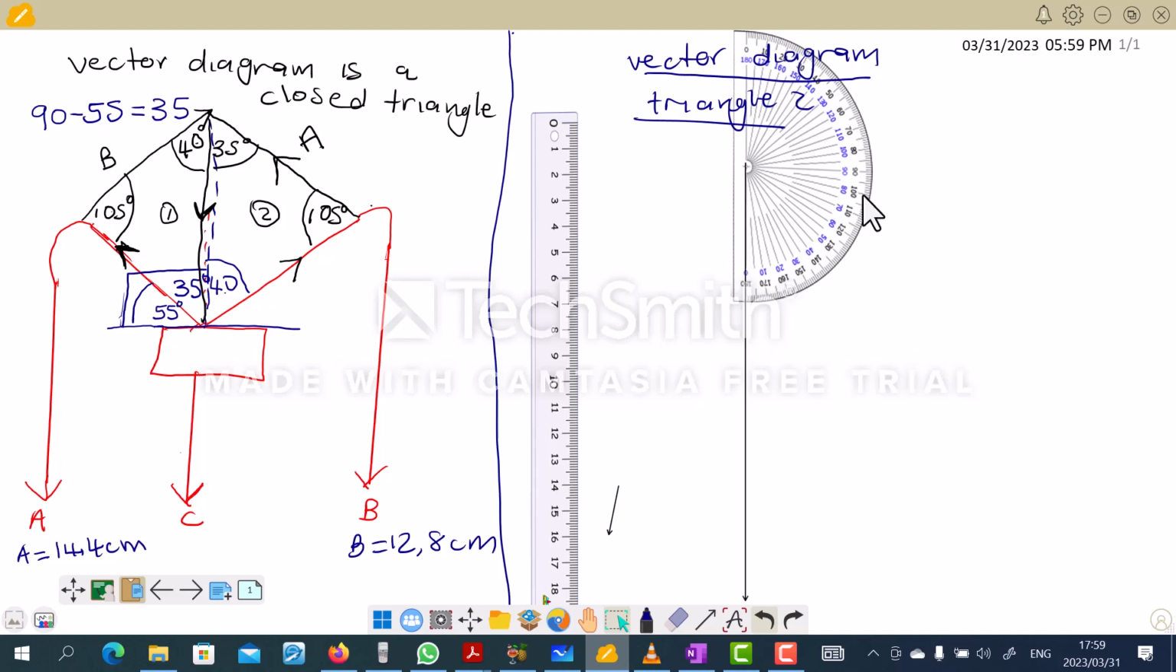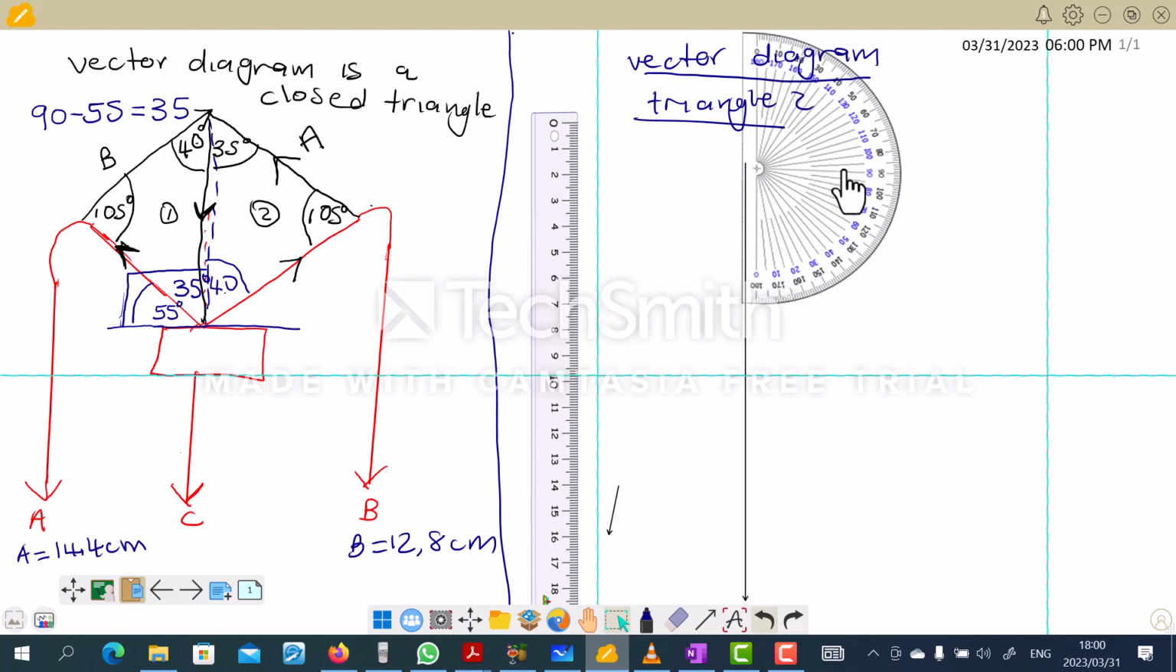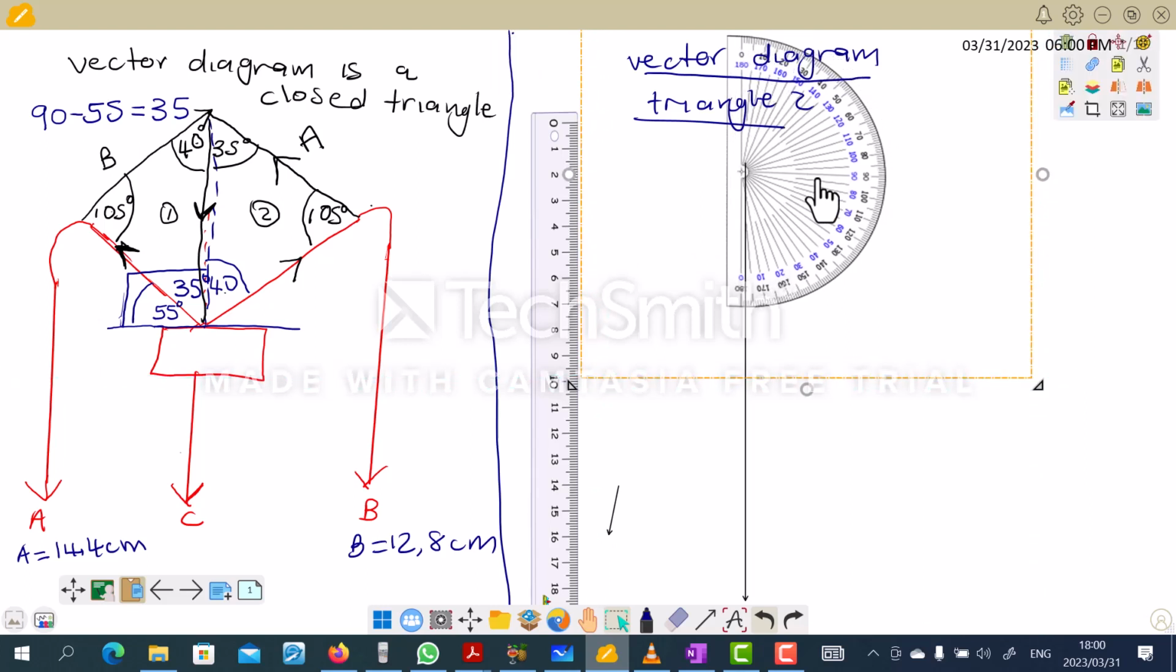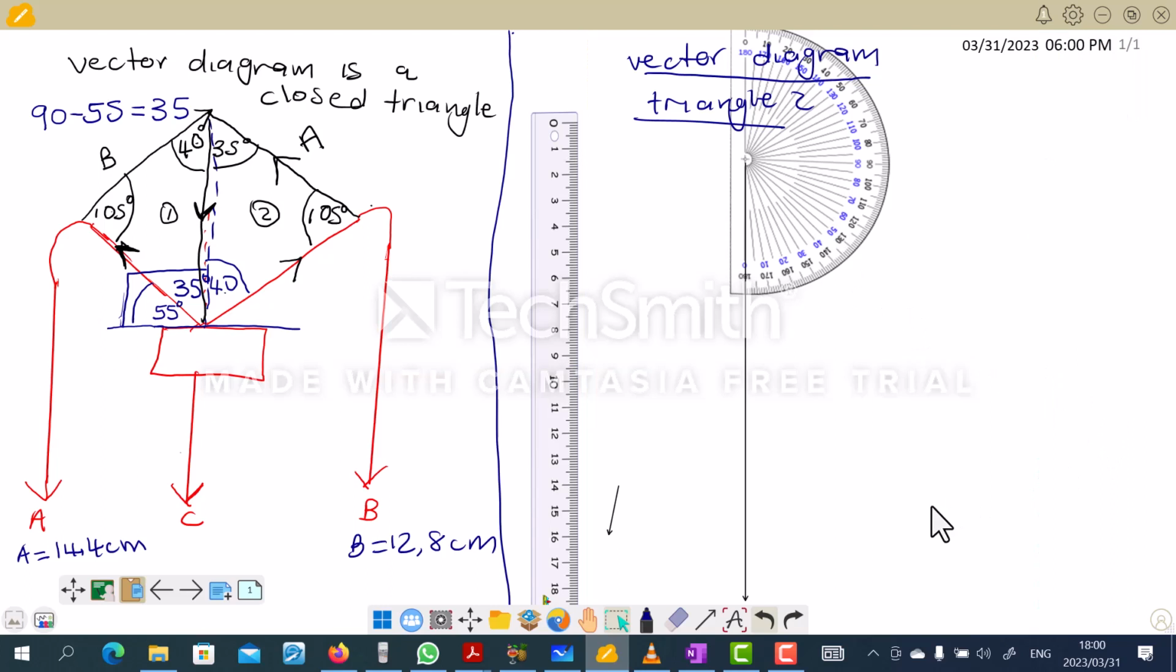Let me make it bigger so you can see. Okay, I think now we can see. Let me put it close again. Let me put it on top of the line. It's on top of the line now. So what I want is angle 35. So 10, 20, 30. 35 is between 30 and 40. 35 is somewhere here. So that is 35.